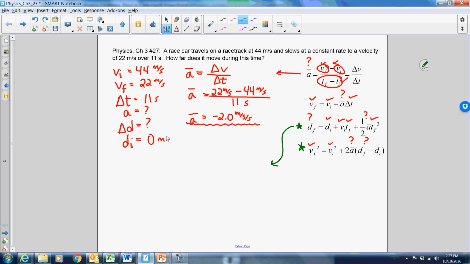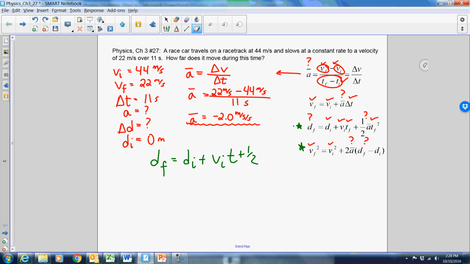Then I'm going to say its final position is equal to initial position plus initial velocity times time plus 1/2 acceleration times time squared. Okay, and I know that now it looks like there's a TF in here, and that's not on my given list. But remember, this just means like that the final time is 11 seconds after the initial time. So I can use 11 in there.